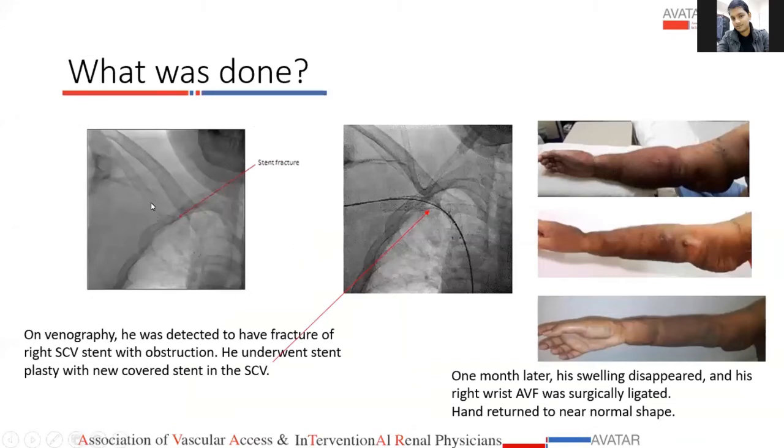What happened was that he had a stent fracture, so there was a narrowing again in the subclavian vein. After passing the wire, in-stent plasty was done, and a stent was inserted within the stent. Over a period of 1 month, if you compare it with the previous picture, the hand started regressing, and subsequently it became almost normal. That was the time at which he was advised to undergo surgical ligation of the AV fistula. He was given a choice of endovascular occlusion, but he could not afford it.